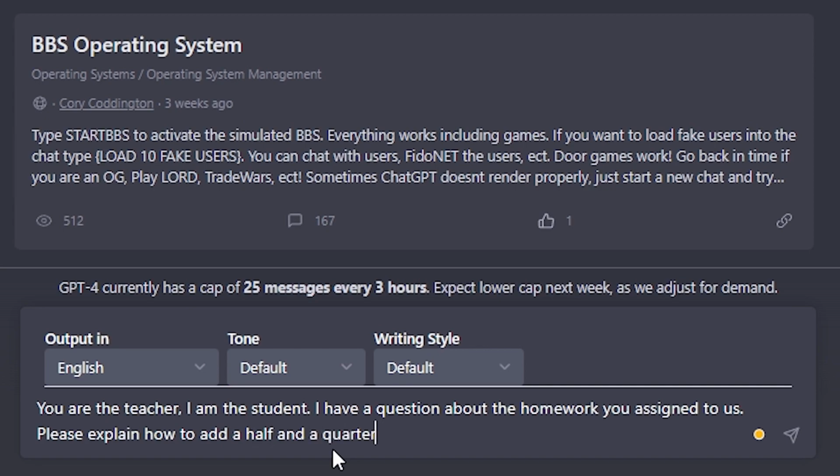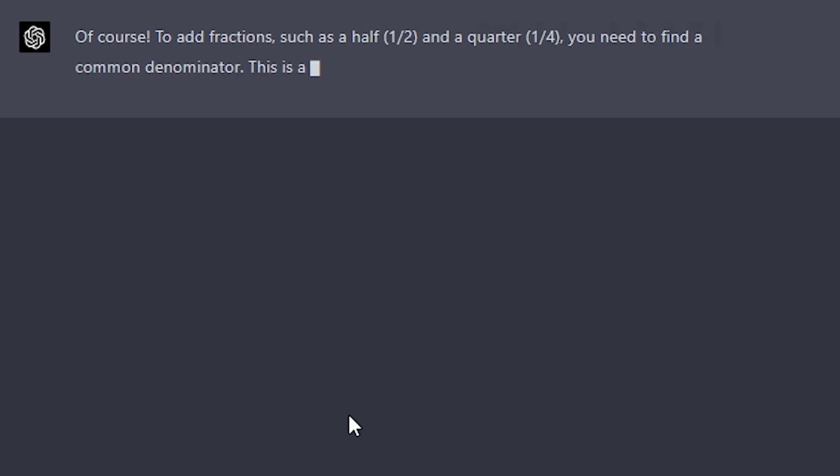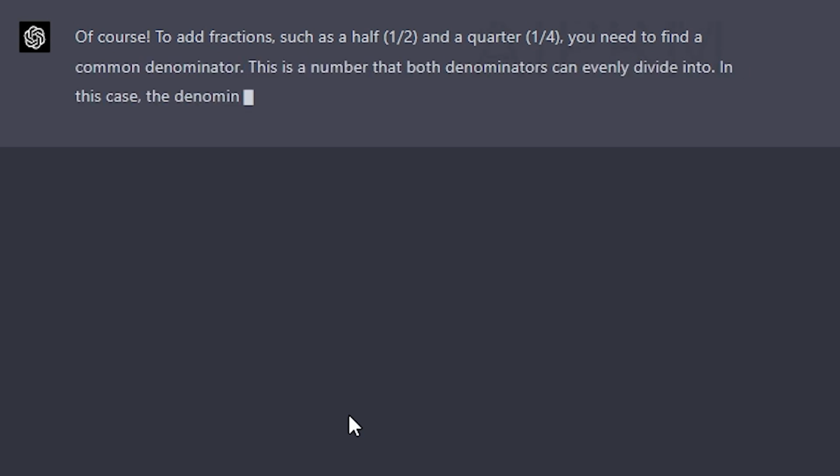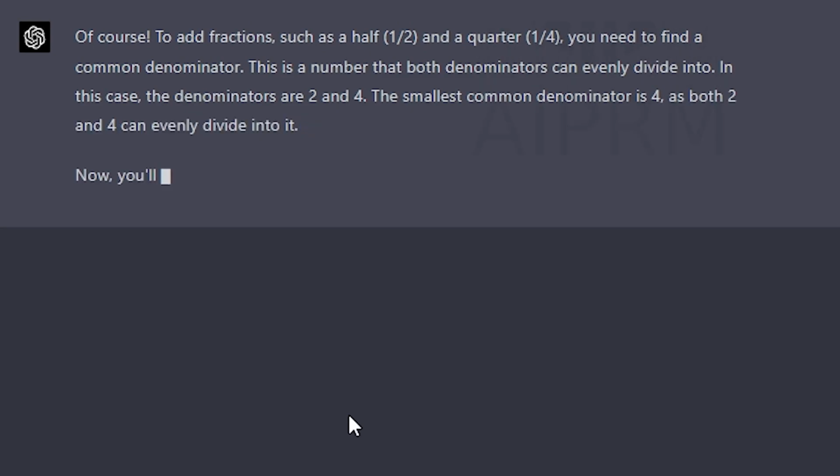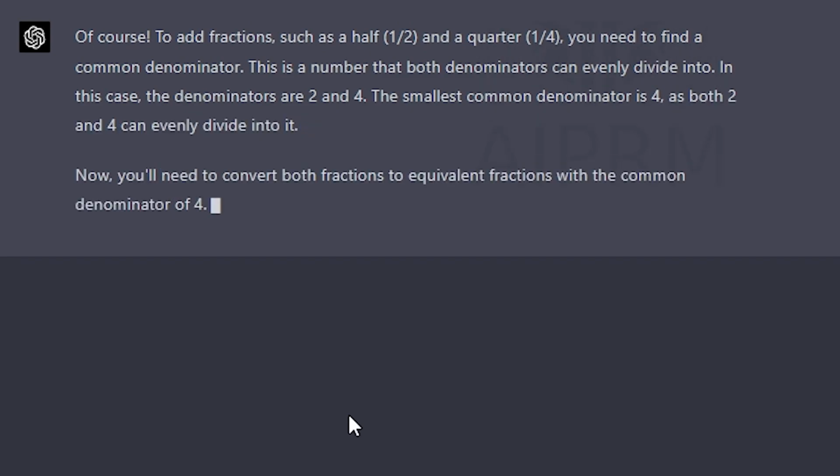By using role-based prompting, you help ChatGPT understand what kind of answer you expect from it and how it should behave. This way, ChatGPT is providing more helpful and engaging answers, rather than you just asking it how to add a half and a quarter without any context.